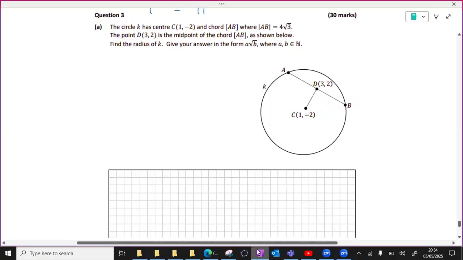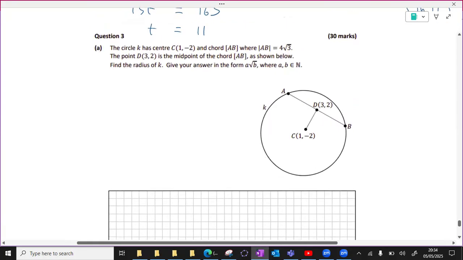Okay, so we are on 2021, paper 2, question 3A. So this is page 373 in the papers. It says a circle K has center (1, -2) and a chord AB.